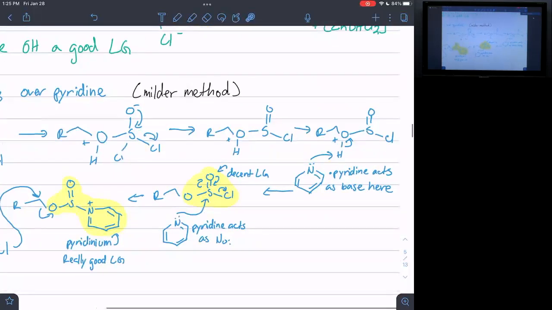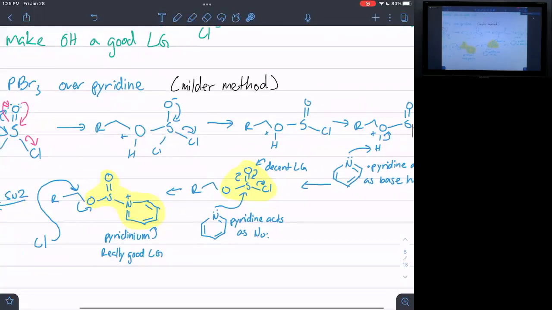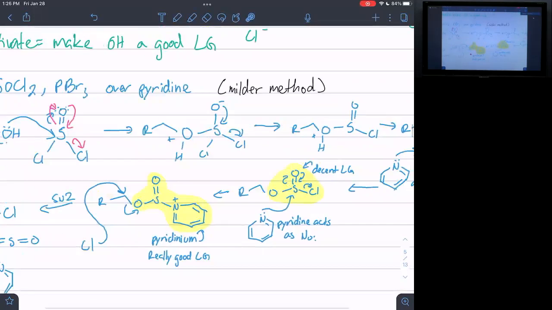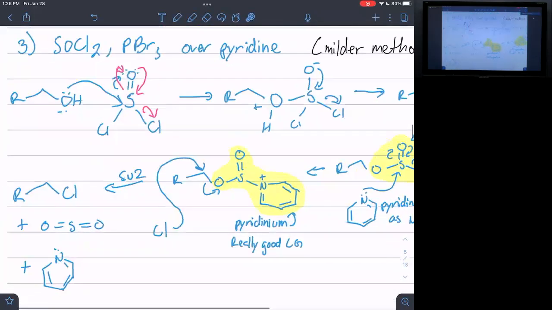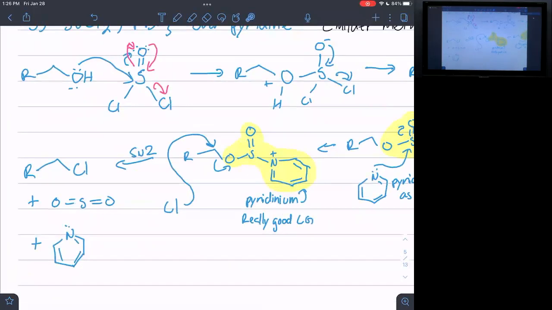So we could have just stopped here and made it leave, but that wasn't good enough apparently. After you get this, you have a good leaving group. So the chloride ions from what we kicked off can come back and do a backside attack. Then you get an SN2 with inversion, and then you get these products.